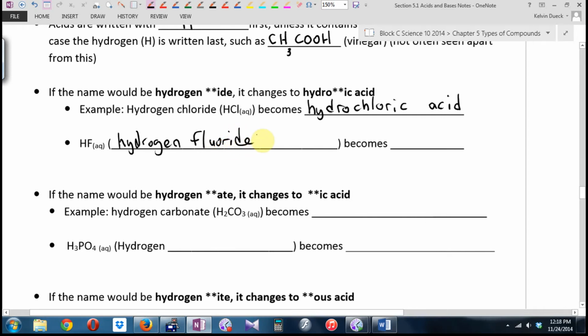Is it UO? Did I spell it right? I think I did. What does it become, Taylor? Hydrofluoric acid. This is a particularly nasty acid. Fluoride eats away at glass. It's one of the only, I think it's the only element that eats glass.